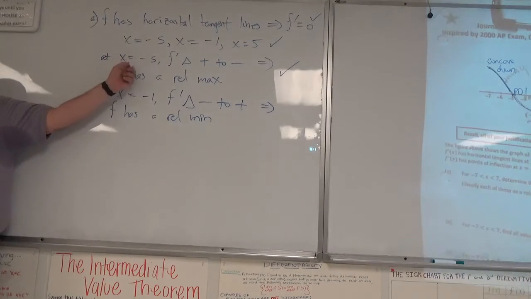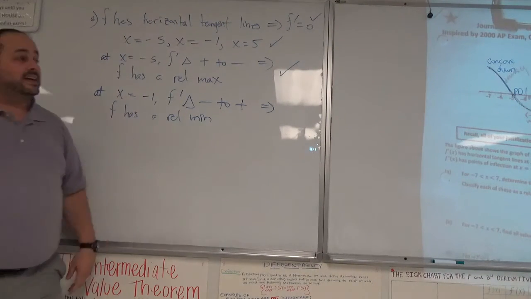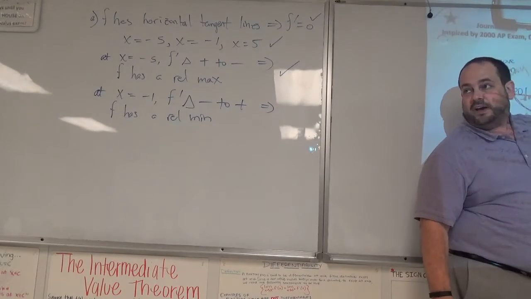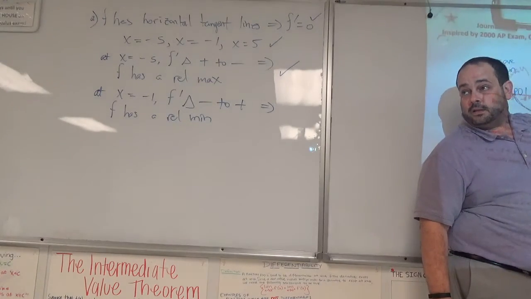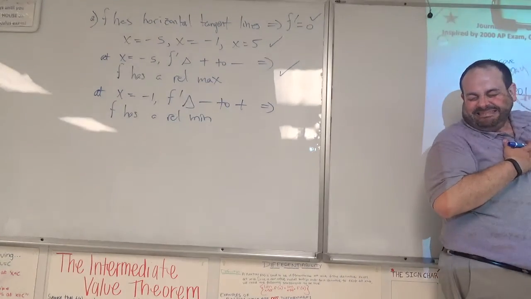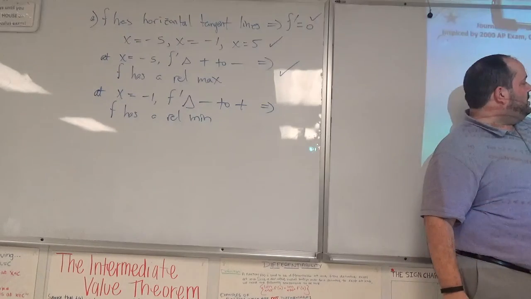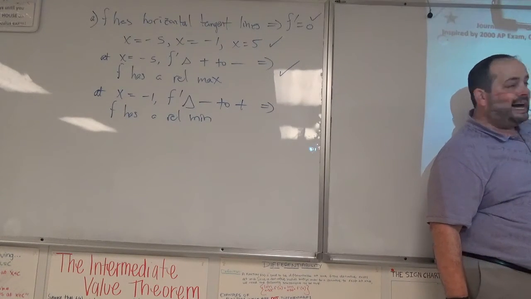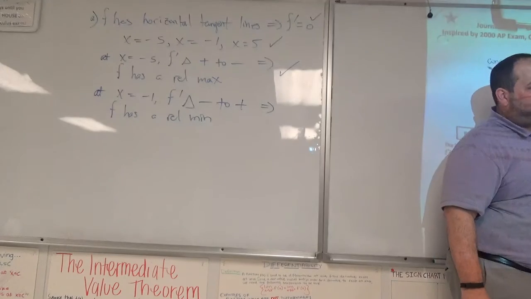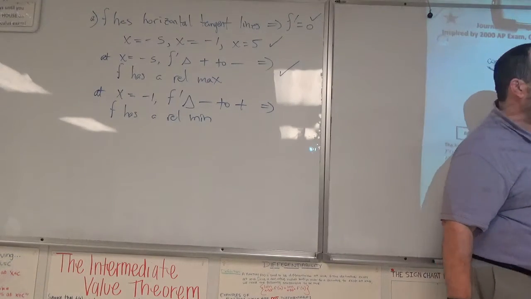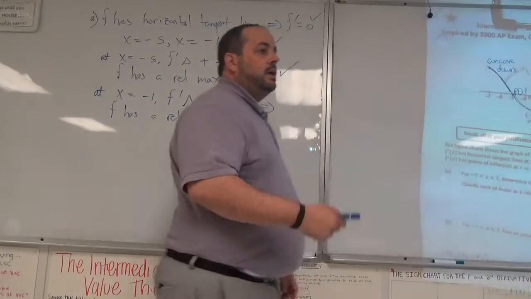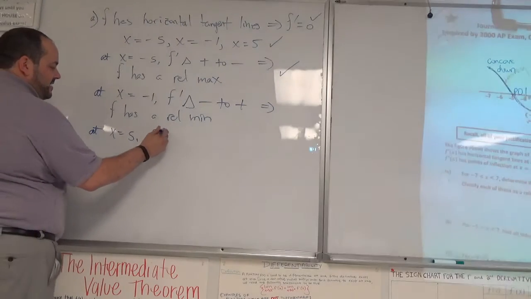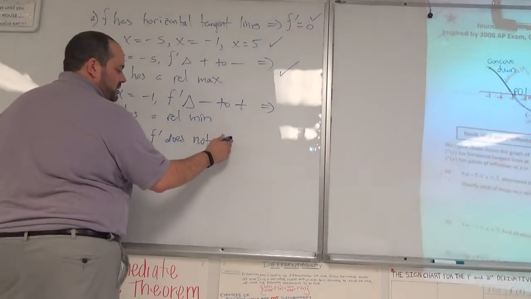So we know what's going on at -5. We know what's going on at -1. The last place for me to check is over here at x equals 5. Jennifer, what's happening at x equals 5? Neither. Why? Because it stays positive. The function f prime of x stays the same. The derivative didn't change sign. The derivative is equal to 0 here. F prime is positive before this. F prime is positive after this. So what's happening here, Christian? The function f of x stays. So at x equals 5, f prime does not change sign.